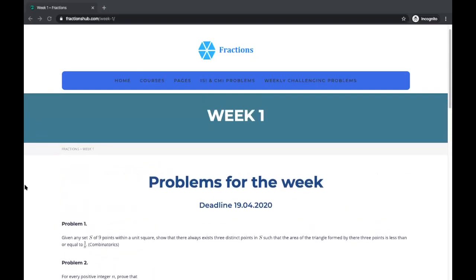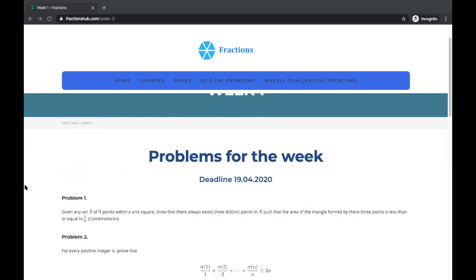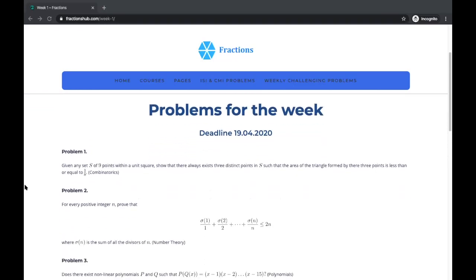Hello everyone. In this video we are going to discuss our first problem of week 1. The problem says that you have a unit square and you are placing 9 points within it. You have to show that there will always exist 3 distinct points such that the triangle formed by those 3 points has an area lesser than or equal to 1/8. Let's see how we can solve this.